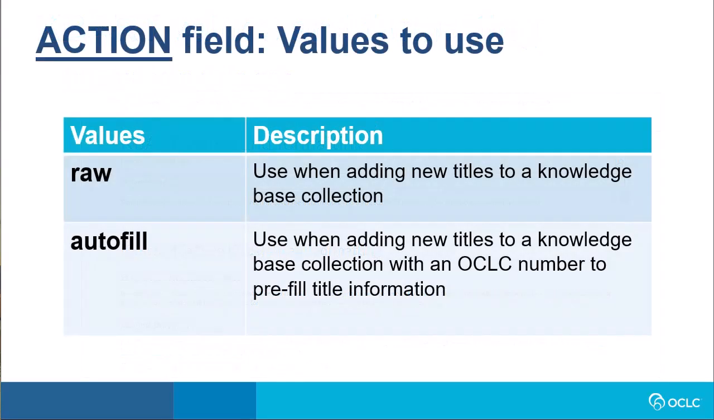When working with KBART files, the value used in the action field for each title is important, as it tells the system how to process the title. Raw is used when you add new titles to a knowledge base collection. Autofill is used when you add new titles to a knowledge base collection using the OCLC numbers to find the titles in WorldCat and pre-fill these titles with some metadata from the WorldCat records.